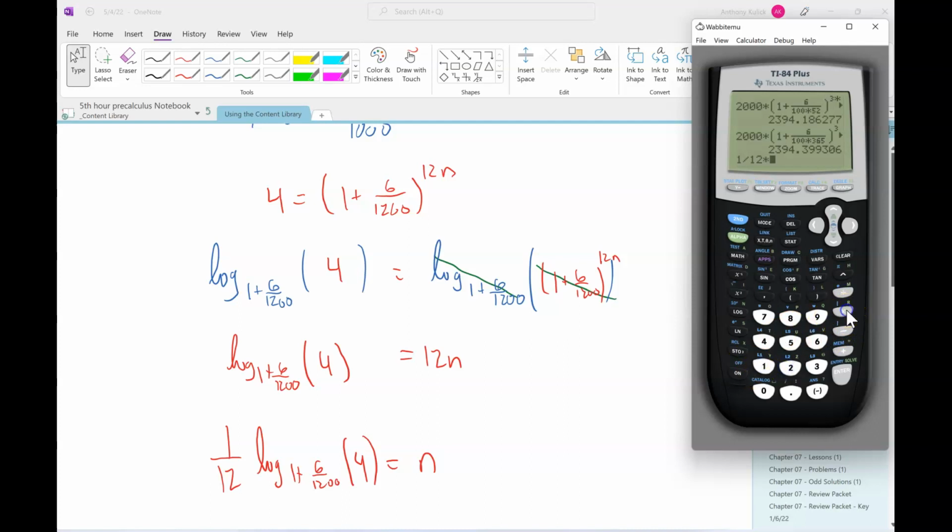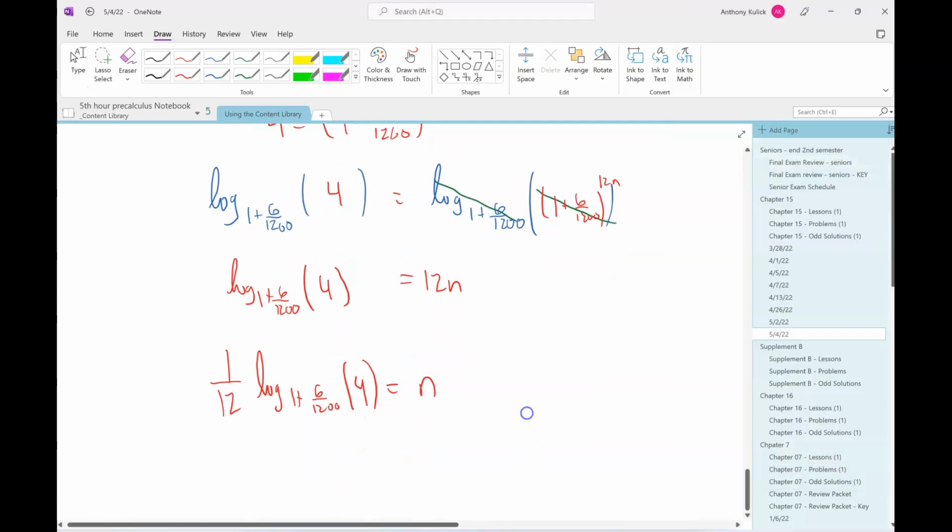All right, so 1 over 12 times, and then math, log base, and I can type in my log base exactly how it's written on my sheet of paper. I'm not sure you can use the fraction command inside the log base, so just use the division there. And I get about 23.16 years.